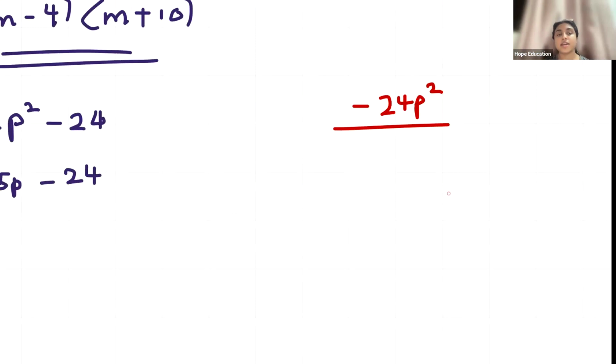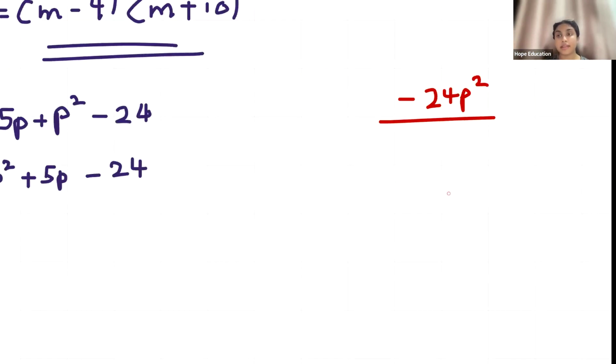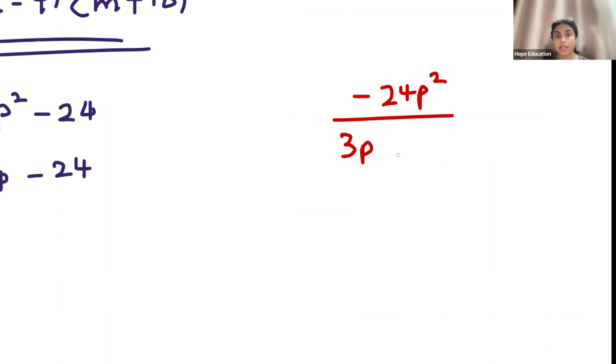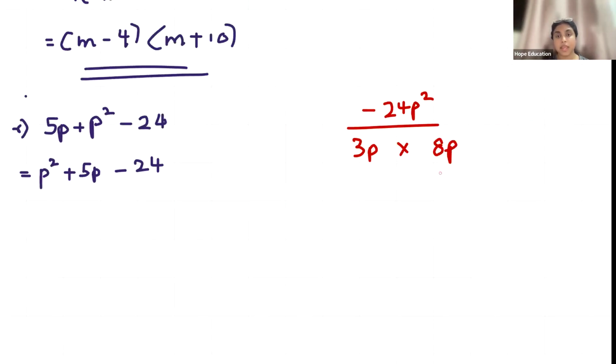1 times 24, when we add to get plus 5p, 1 times 24 doesn't really sound like it. 2 times 12. Then 3 times 8. Let's check that out. So, it's 3p multiplied by 8p. So, 3 times 8, 24. P times p, p squared. Since the sign is minus, it's plus times minus. So, plus 3p multiplied by minus 8p or minus 3p multiplied by plus 8p.